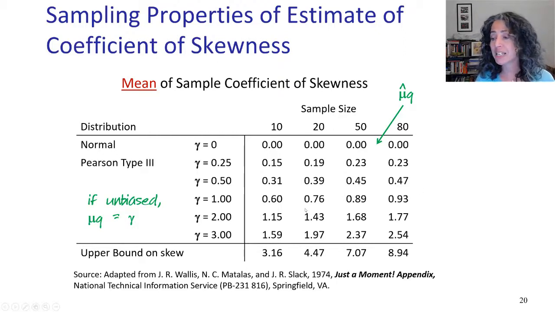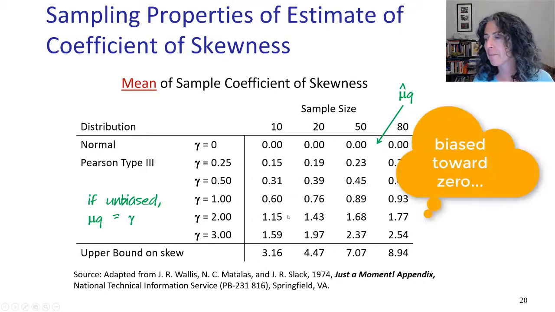Right. And the reason for this downward bias is this upper bound on skew. It's not that we just hit the upper bound at a large skew. We actually have a bias in the estimate all the way down to lower skews. Right. So the skew coefficient is downwardly biased, but that bias decreases with the sample size.